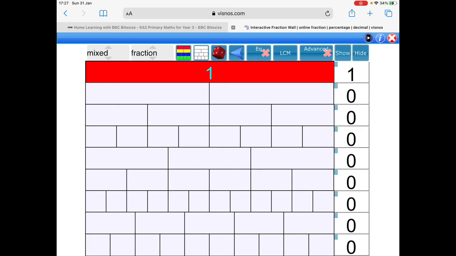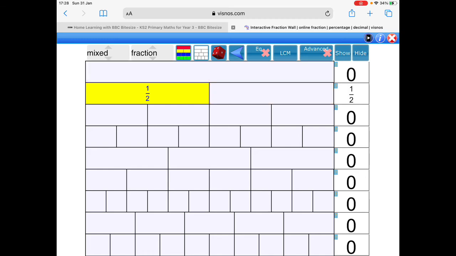There is 1/2. What's bigger, 1 whole or 1 half? You can clearly see there that the whole is bigger than 1 half. If I tap the second half there, you can see that 2 halves are equal to 1 whole. They are equivalent to each other.